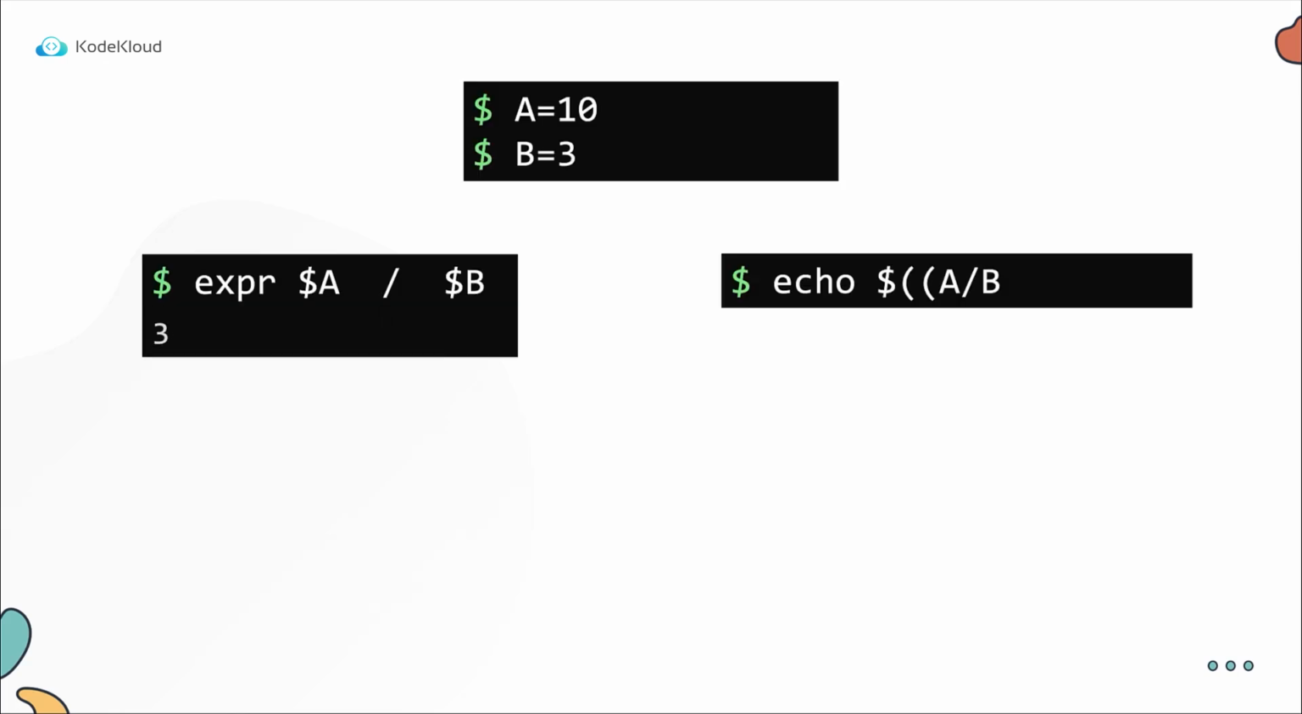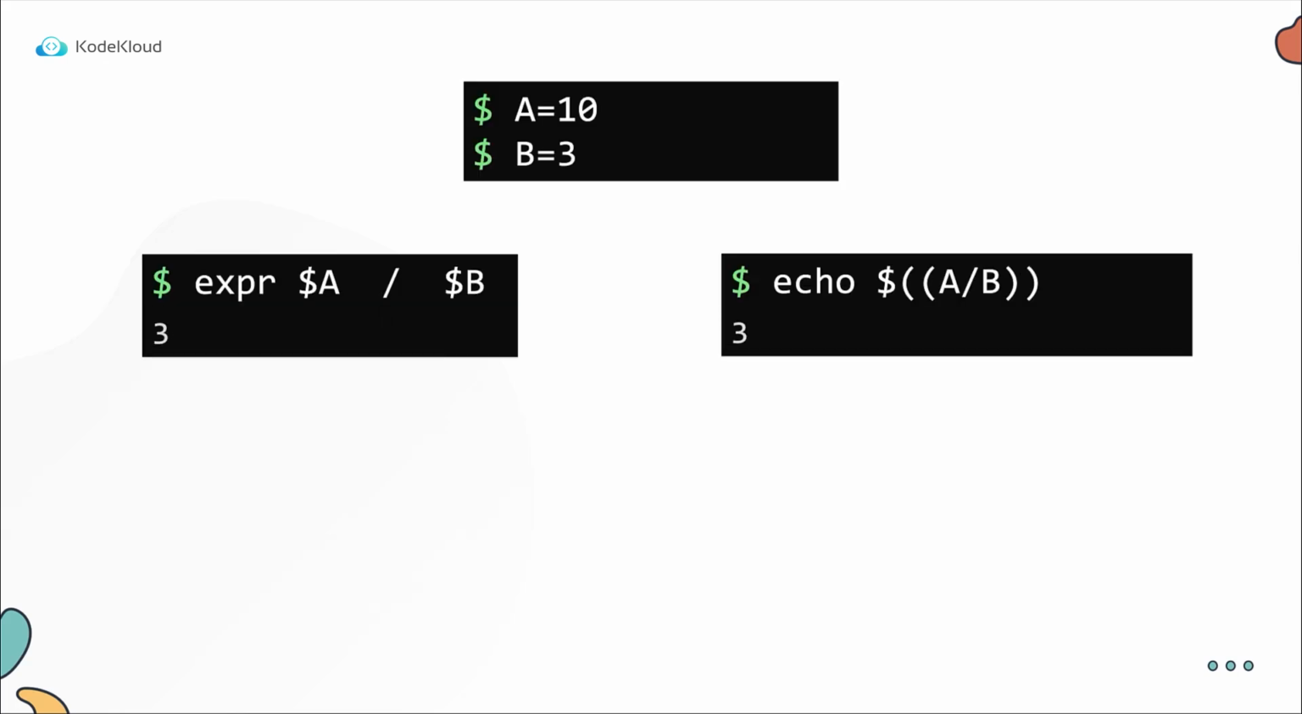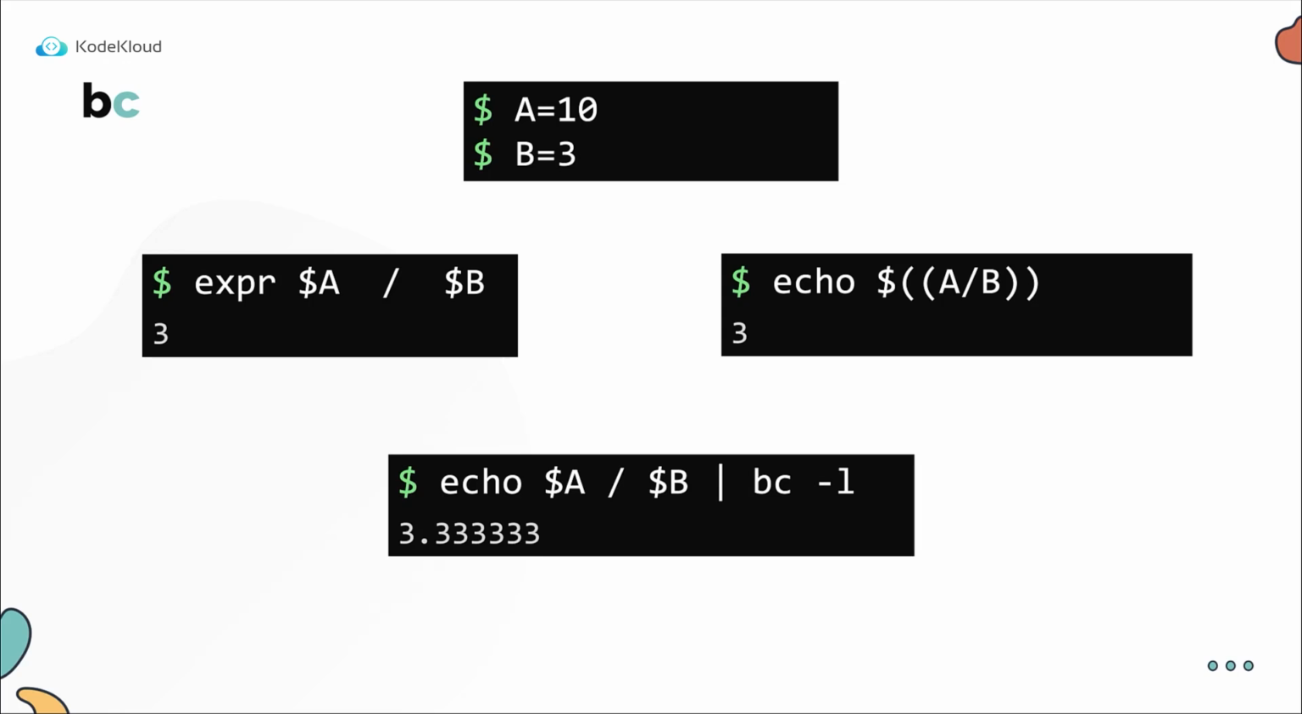Note that both expr and double parentheses only return integer output. They do not support floating point numbers. For example, if you try to divide 10 by 3, then they return 3 instead of 3.33, which should be the accurate answer. So for this, we use another utility called the bc utility.